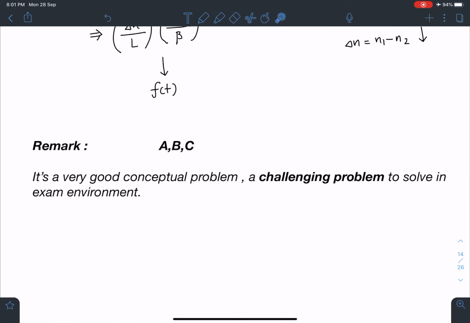My remark about this is it's a very good conceptual problem, a challenging problem to solve in the exam environment. It's a difficult problem, no doubt. It's very difficult. Next problem.